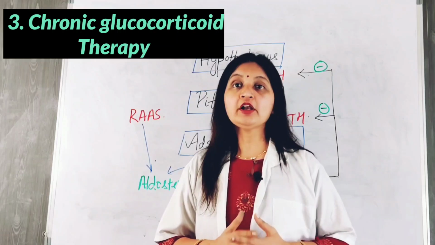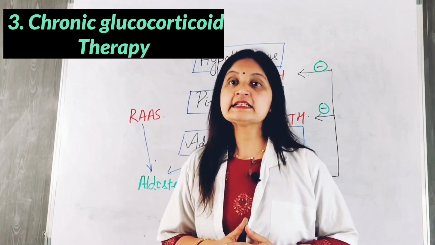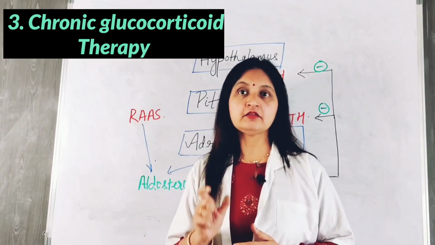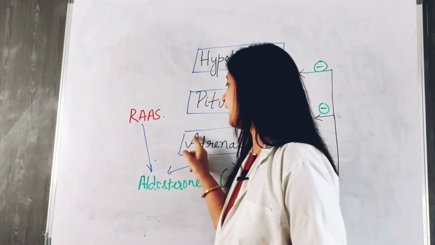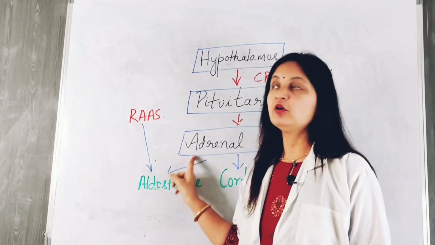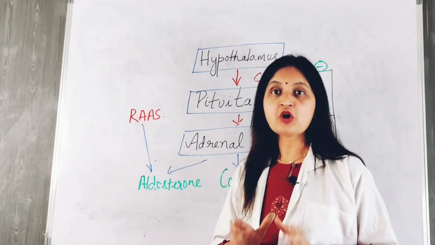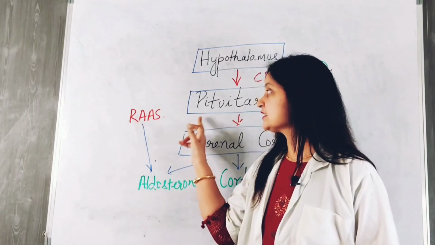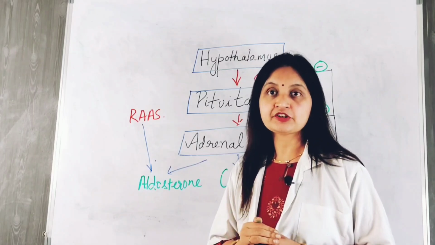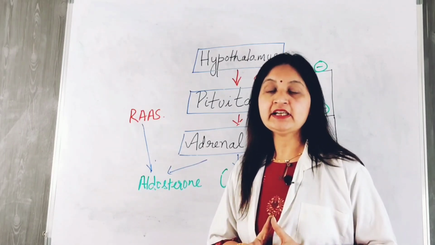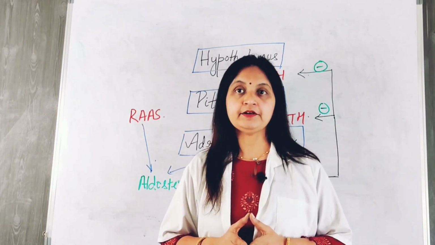Thirdly, chronic glucocorticoid therapy, for example, prolonged use of glucocorticoids for certain disease conditions such as rheumatoid arthritis, autoimmune disease, asthma, can cause suppression of this hypothalamic pituitary axis. So because the hypothalamic pituitary axis is suppressed, abruptly stopping the glucocorticoids, the suppressed hypothalamic pituitary axis may not resume the normal ACTH production. So ACTH production is decreased, it is suppressed, and this in turn reduces the cortisol levels in the blood.